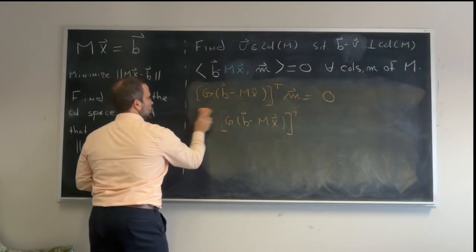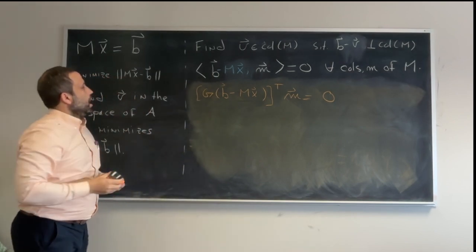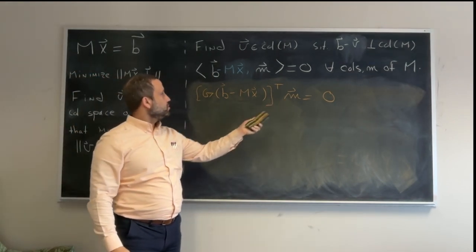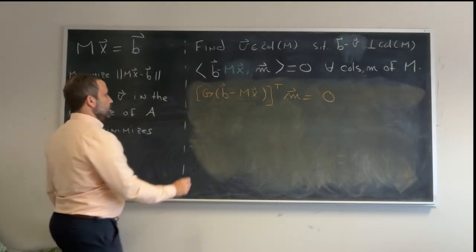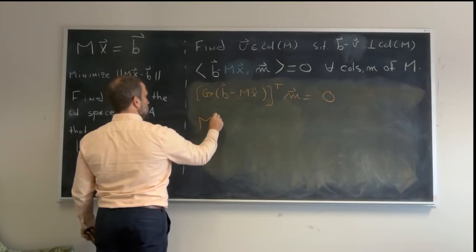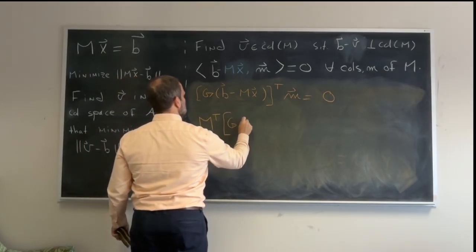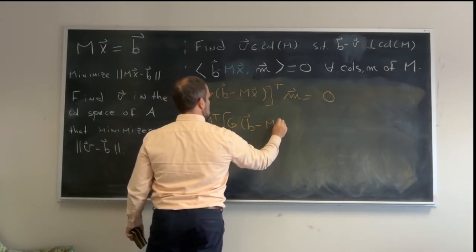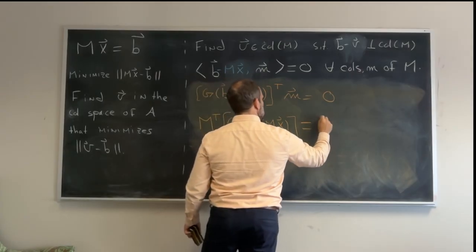Wait, let me write this the other way. So it's going to be M transpose times this vector is going to be equal to 0. M transpose times G, I think this is what I had, is equal to the 0 vector.